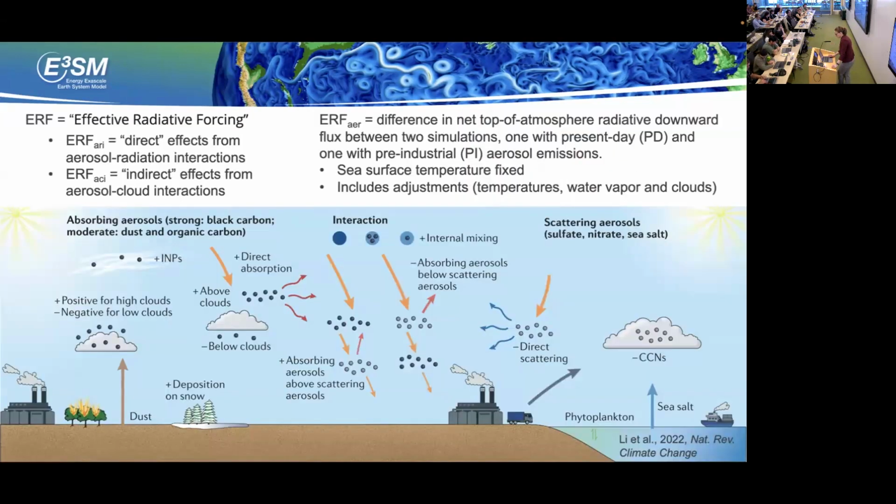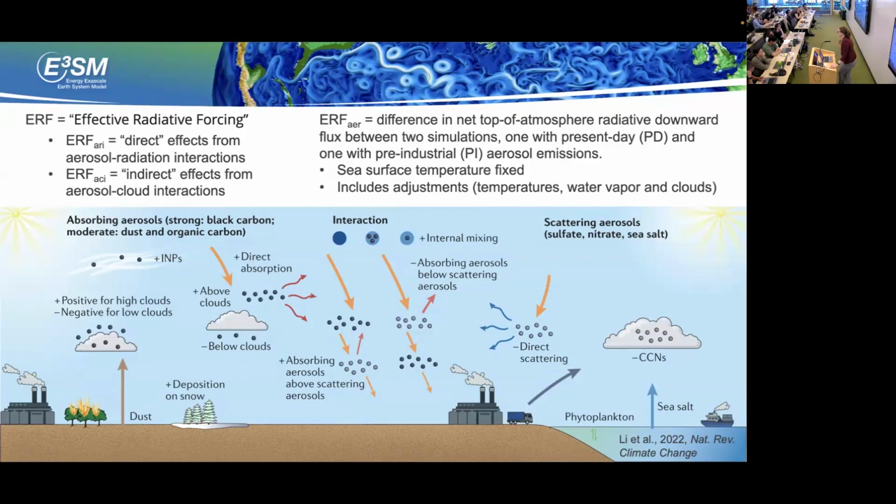And so just to review some terms and make sure everyone's on the same page, when we're talking about an effective radiative forcing, the definition is that it's a difference in the net top of atmosphere radiative downward flux between two simulations. And for aerosols, the way we quantify that is that we do one simulation where we use present day aerosol emissions and one where we use pre-industrial aerosol emissions. And in both simulations, the sea surface temperature is fixed and all of the other forcings are the same. And then we look at the difference in the top of atmosphere radiative flux.